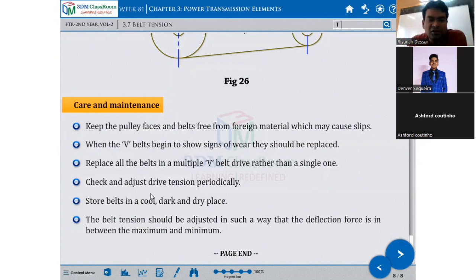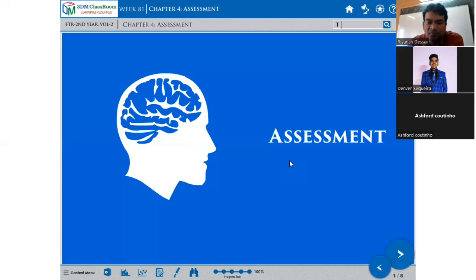Check and adjust the drive tension periodically. You have to check the belt tension periodically. Store the belt in a cool, dark, and dry place. If a spare belt is available, keep it in a cool, dark, and dry space. The belt tension should be adjusted in such a way that the deflection force lies between the maximum and minimum. So this is the technical one. Up to here, the belt.